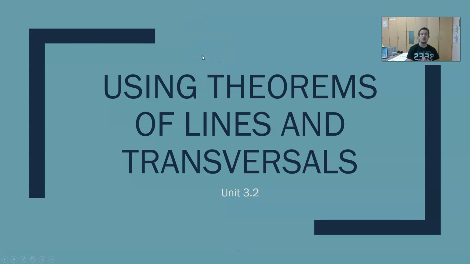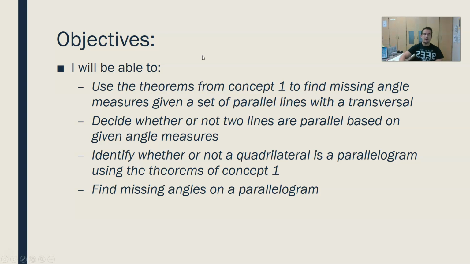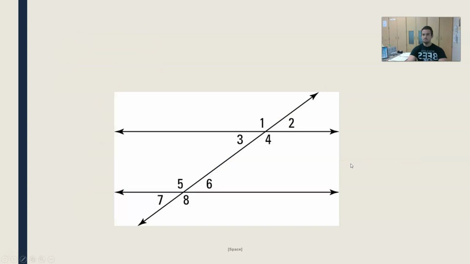Today, we're going to use those properties, use those theorems, to solve some different kinds of problems associated with parallel lines. So by the end of this video, these are the things that I hope you're able to do. I hope that you're able to use the theorems that we've discussed, those different angle relationships, to find missing angle measures given a set of parallel lines. I want you to be able to decide whether or not two lines are parallel based on given angle measures. We're going to talk briefly about parallelograms, that might come in a separate video, and find missing angles on parallelograms.